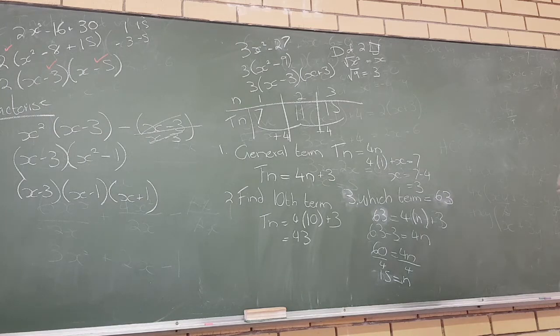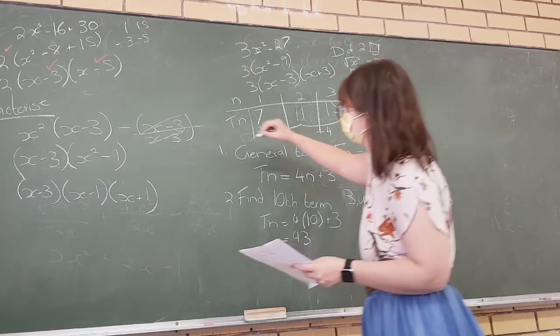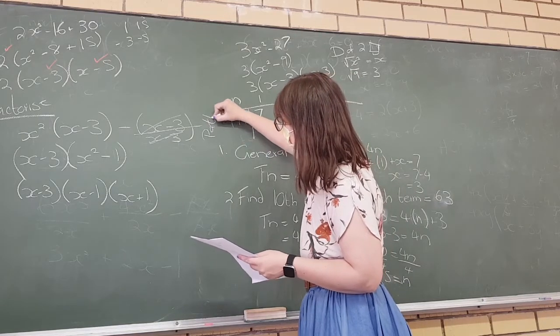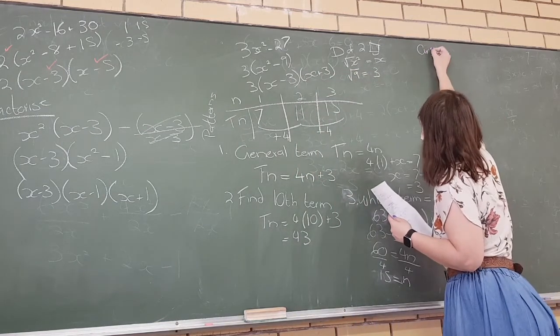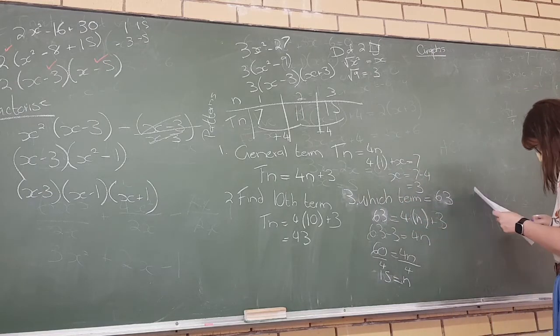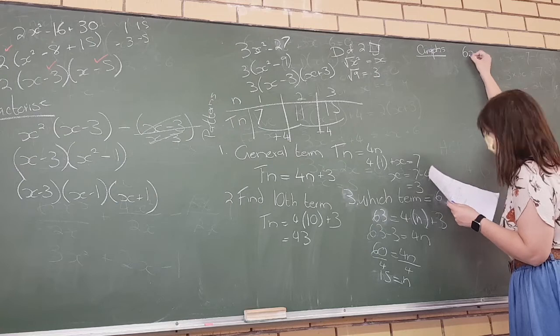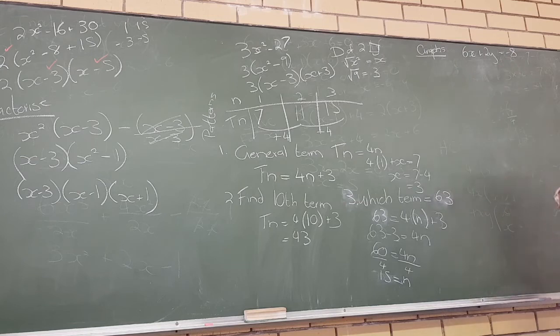Now I'm going to do graphs. So this was patterns. Now I'm doing graphs. My graph says 6x plus 2y equals minus 8. I want you to concentrate on how I do this. This part's important. You see how this isn't how I normally show you a graph? It's a bit different from how I normally show you the equation for a graph.